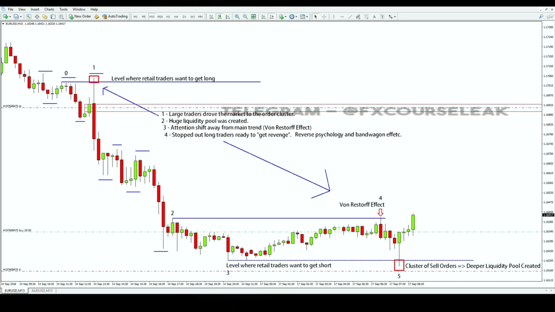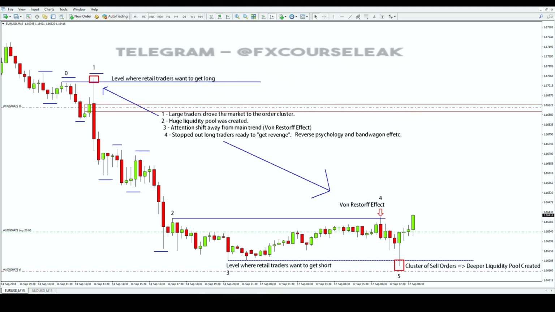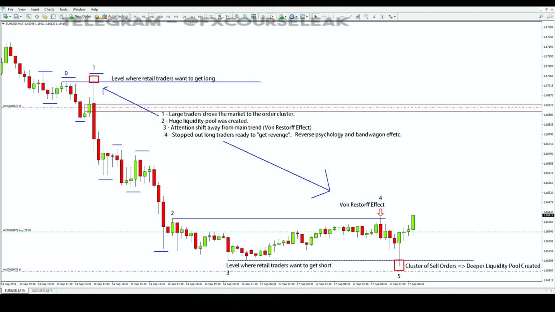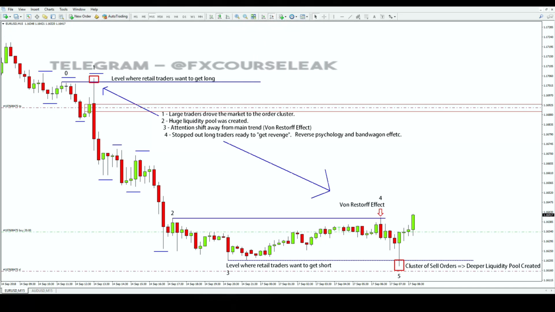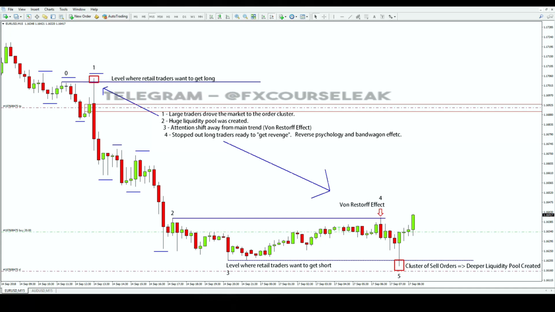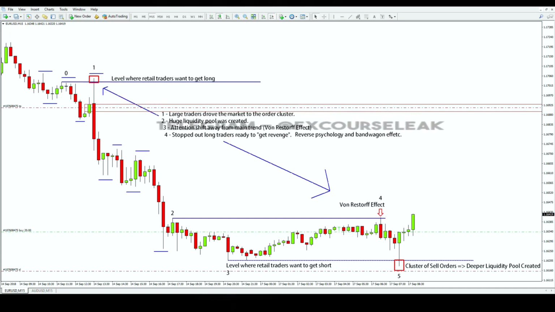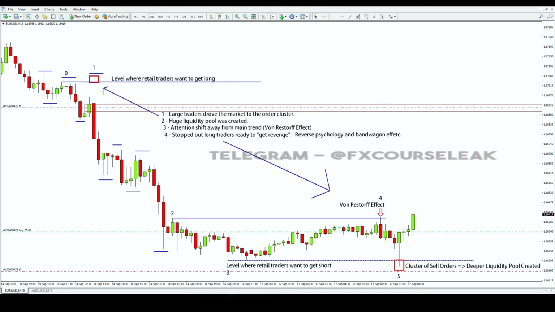The first manipulation is marked in number 1, which points to that massive candlestick going down. I'm going to go through all the steps of the manipulation so you can see how this works in practice. Regardless of what the market is doing, we always have retail traders who are looking for places to go long and places to go short.